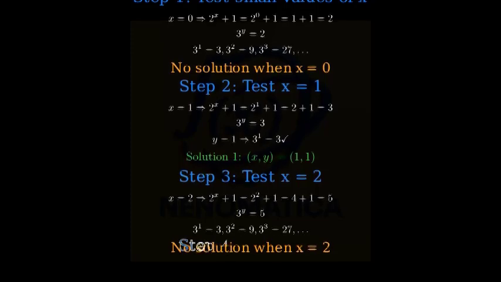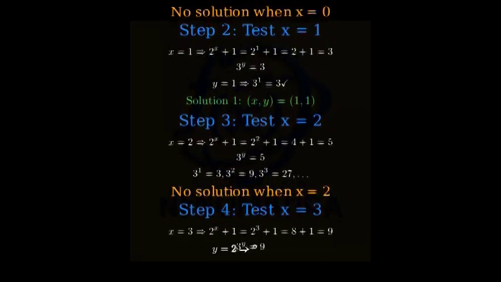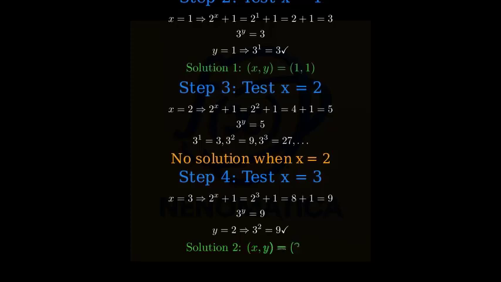Step 4. Let's try x equals 3. When x equals 3, the right side becomes 2 to the power of 3 plus 1, which equals 8 plus 1, which equals 9.